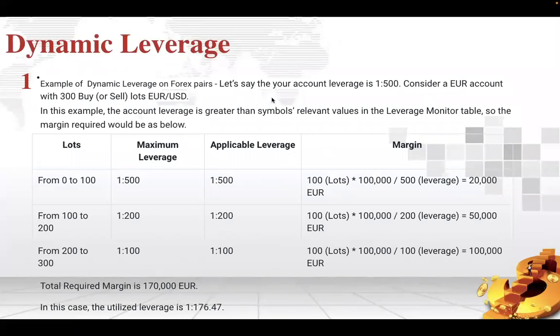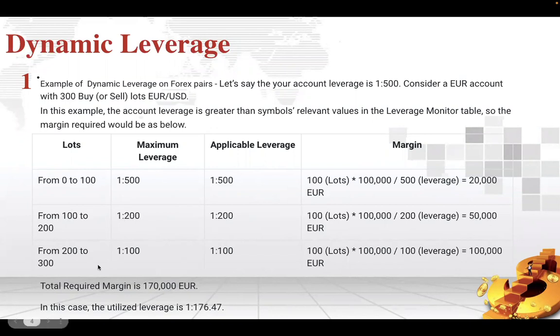So what do we have here? From 0 to 100, the maximum leverage is 1 to 500. No doubt about it. And the margin calculated here, as you can see, is 20,000 euro. But that's only the first 100 lots. You still have 200 left. So from 100 to 200, the maximum leverage is 1 to 200. So your margin will be, after calculations, 50,000 euro.